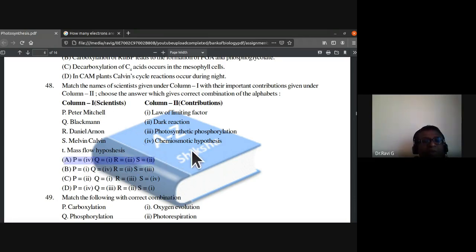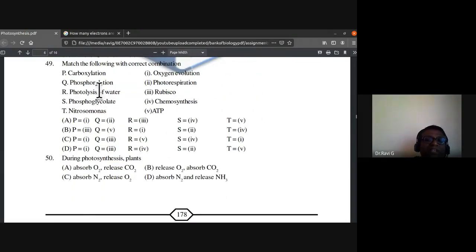Peter Mitchell, the chemiosmotic hypothesis; Blackman, law of limiting factors; Arnon, photosynthetic phosphorylation; Melvin Calvin, dark reaction. So this is the correct answer. Match the following with the correct combination. P carboxylation, Q phosphorylation, R photolysis of water, S photorespiration, T chemosynthesis. The options include oxygen evolution, phosphoglycolate, Rubisco, Nitrosomonas, and ATP. Match the following with the correct combination.